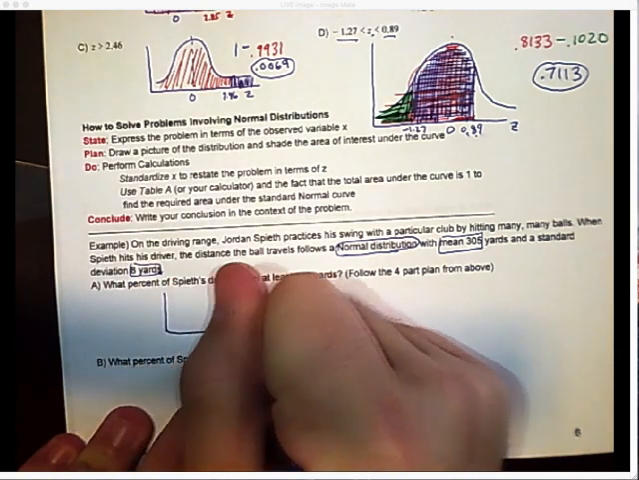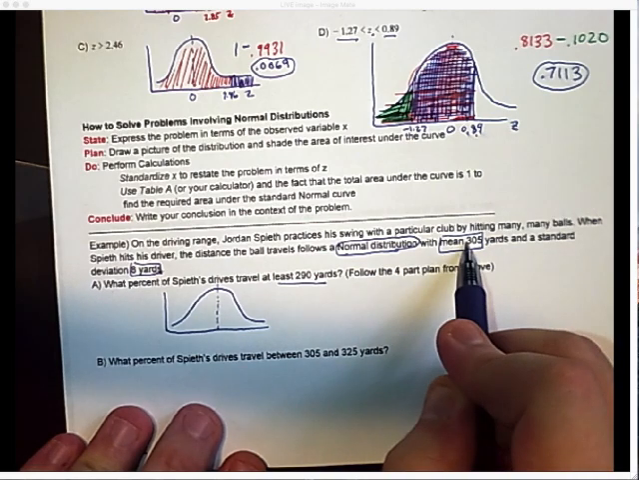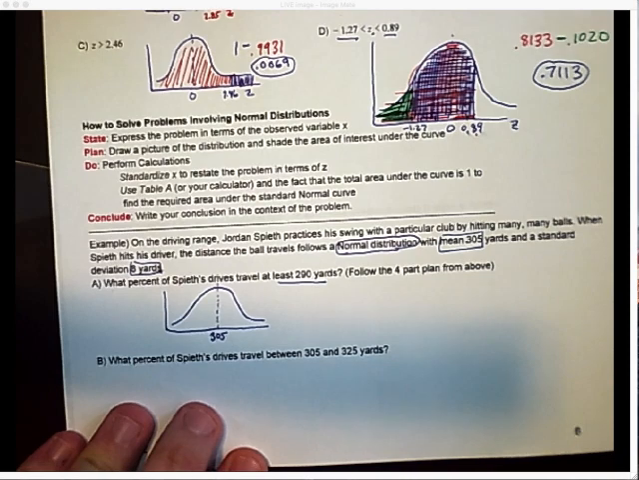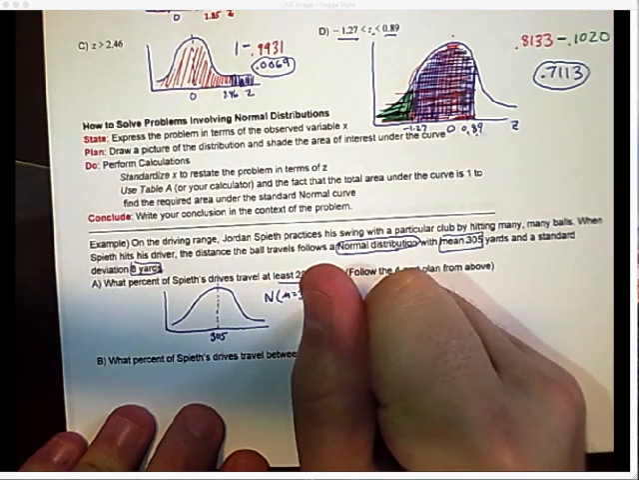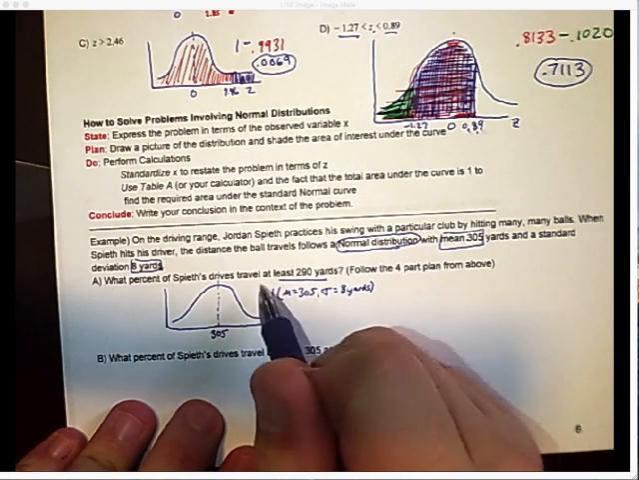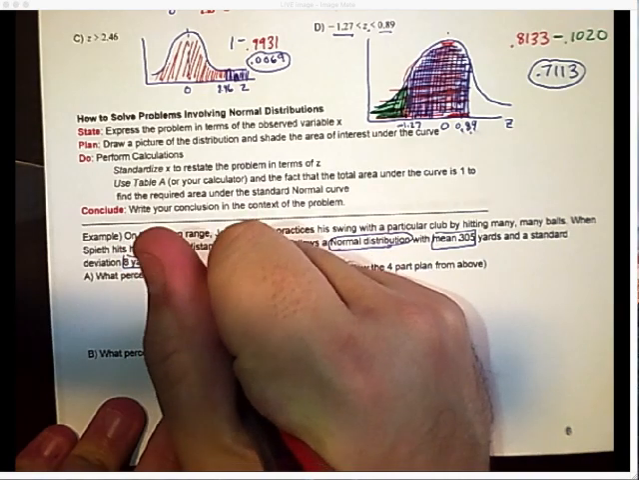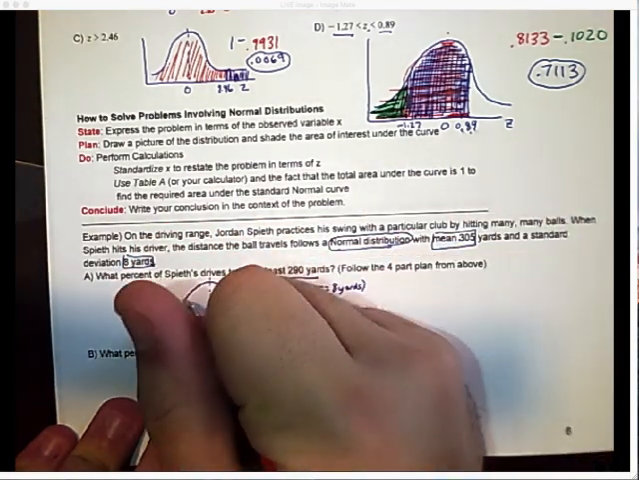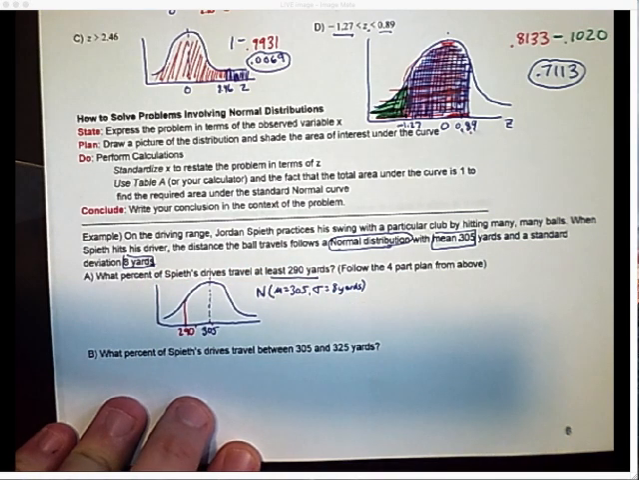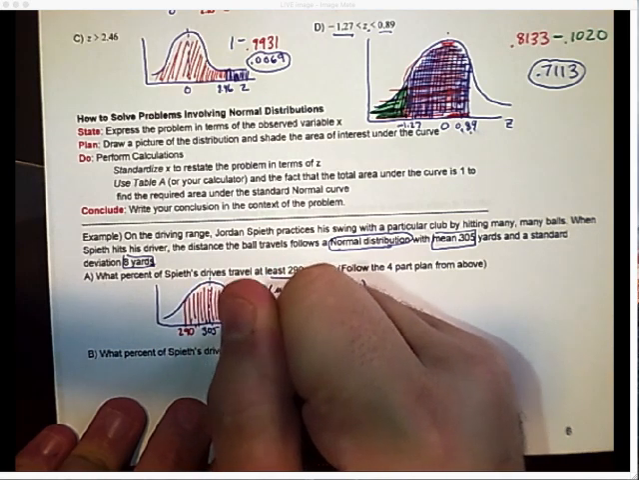So if we were to draw this, we would draw a normal curve. What value goes down the center? Well, 305 does. And I'm going to tell the reader Jordan Spieth has a normal driving curve, and his mean is 305, and his standard deviation is 8 yards. We want to know how many of his drives travel at least 290. Well, 290 is to the left of 305. So if I put 290 here, what does at least mean? 290 or more. So what we're really looking for is that shaded part of the graph.